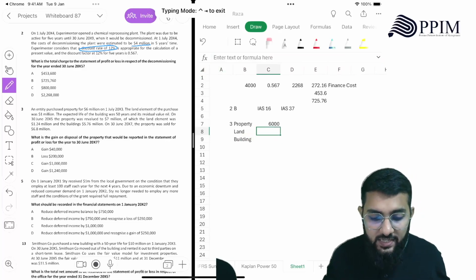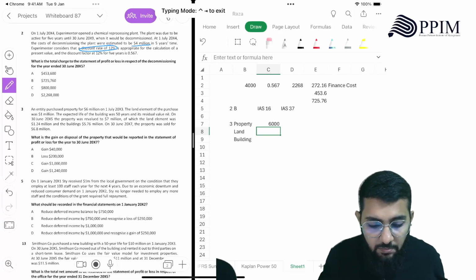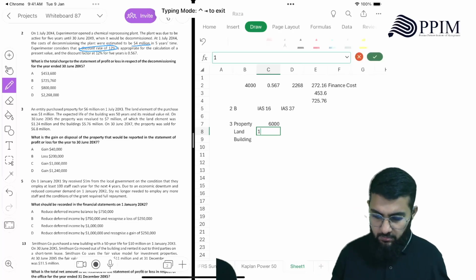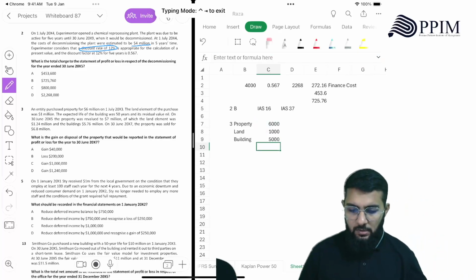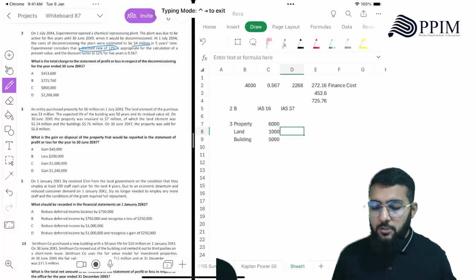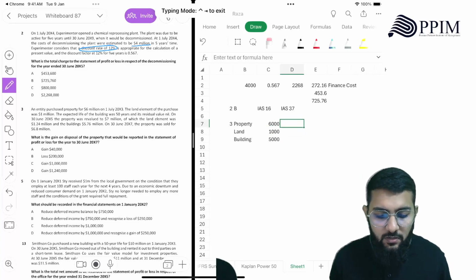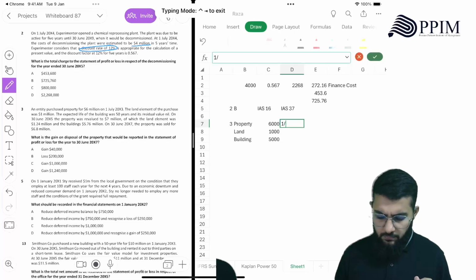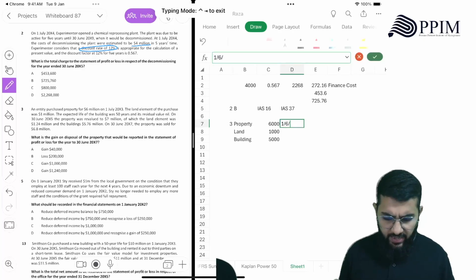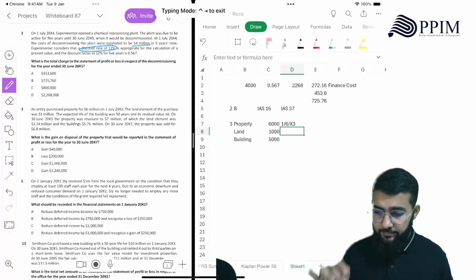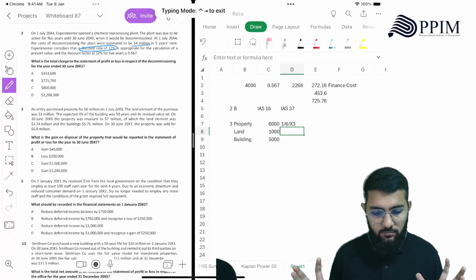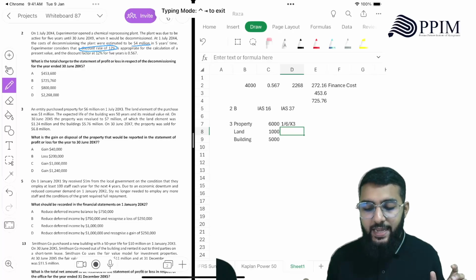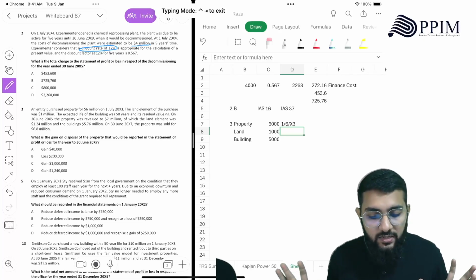So the land element they are saying is 1 million, right? So what would be the building element? 6 million is the total property, land is 1 million, then building will be 5 million. Correct? So when was it? When did the purchase happen? 1st of July X3. Right? Where is the year end? 30th of June, full year. Okay, so they are asking for 30th of June 20X7.